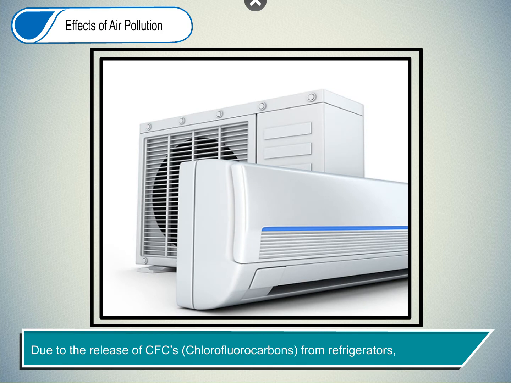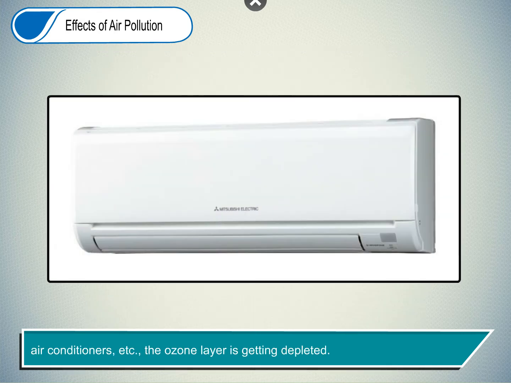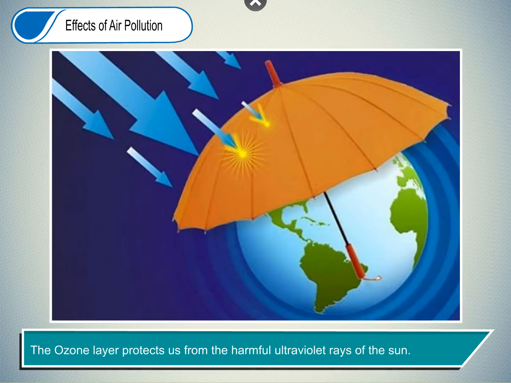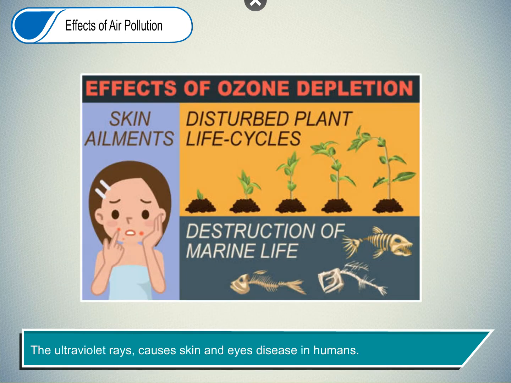Due to the release of CFCs, chlorofluorocarbons, from refrigerators, air conditioners, etc., the ozone layer is getting depleted. The ozone layer protects us from the harmful ultraviolet rays of the sun. The ultraviolet rays cause skin and eye disease in humans.